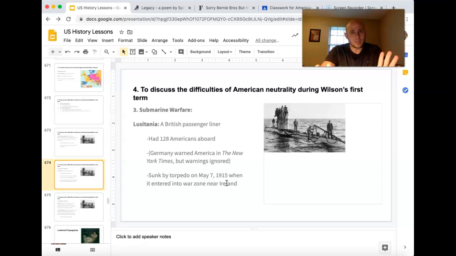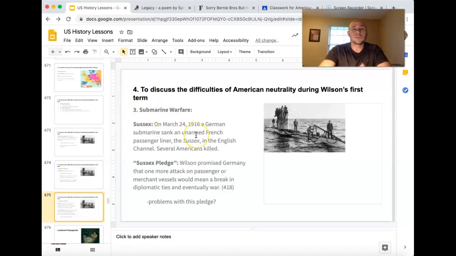But to be fair and objective here, the Germans warned the Americans. The book calls it a passenger liner, but the Lusitania was also a munitions ship, so of course you're going to shoot it down. And third, it was in the war zone. But at any rate, it ticked off Americans and caused some problems.